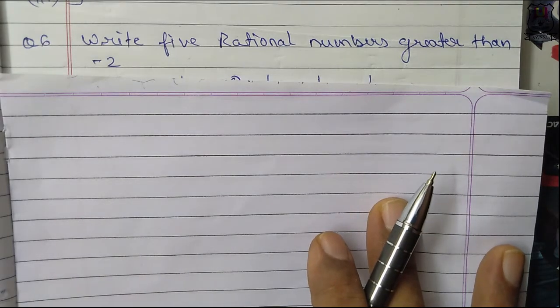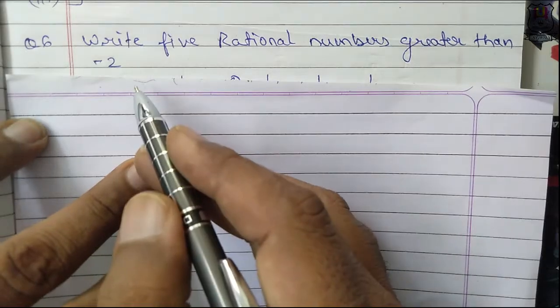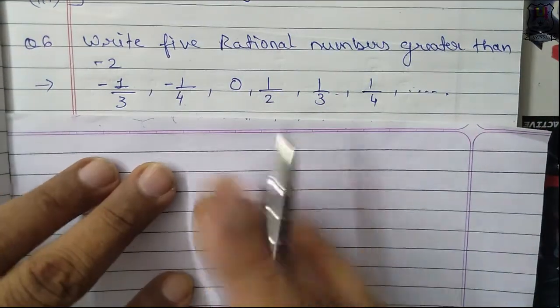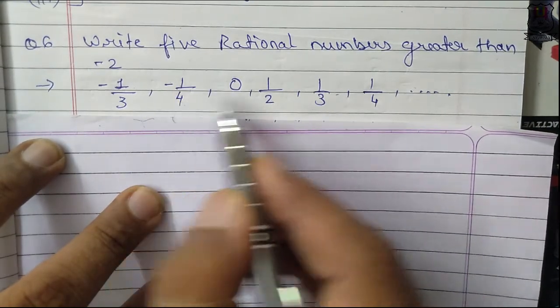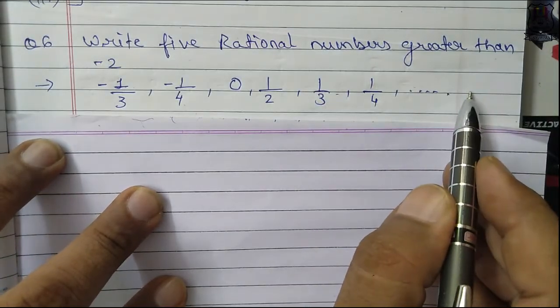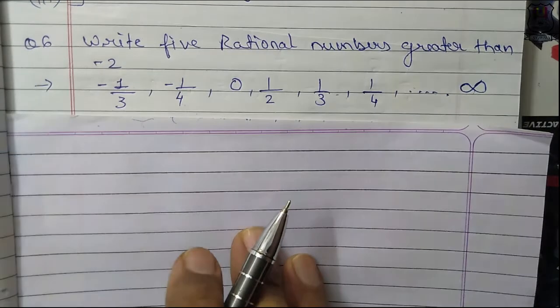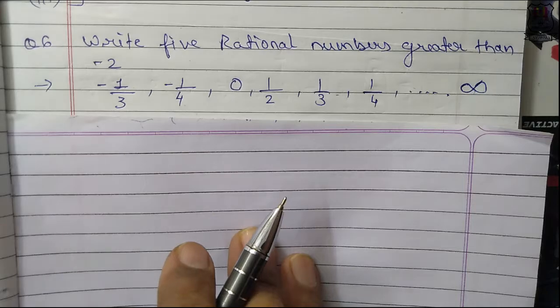Now question number 6: write 5 rational numbers greater than minus 2. Greater than minus 2. So minus 1 upon 3, minus 1 upon 4, 0, 1 upon 2, 1 upon 3, 1 upon 4, and up to infinity. So these are the 5 rational numbers which are greater than minus 2.